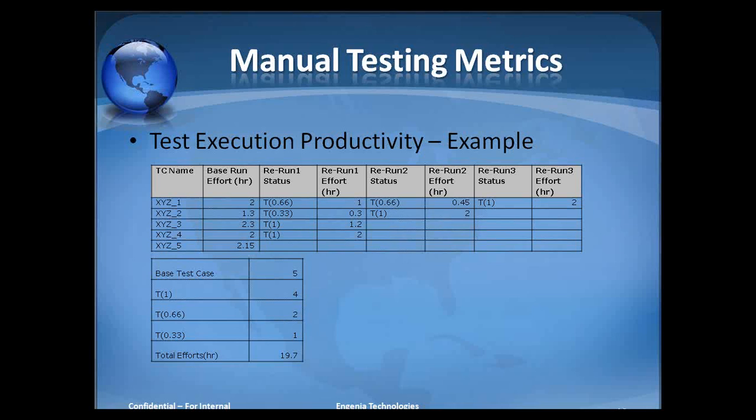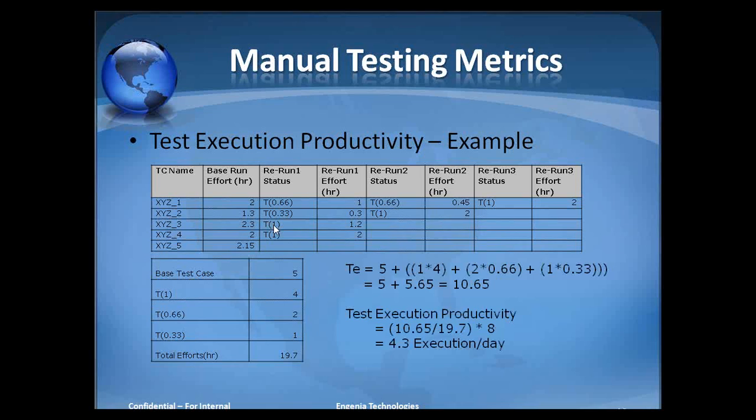To give you a deep understanding of how T1 came out to be 4, we can simply count that T1 was done in test case number 3 in the first run, test case number 4 in the first run, then test case number 2 in the second run, and then test case number 1 in the third run. So this is 1, 2, 3, and 4. Similarly, T.66 is displayed only 2 times, so that is the value of 2, and T.33 is displayed just 1 time. Then we have calculated the total effort in hours for all of these values, and the total comes out to be 19.7.